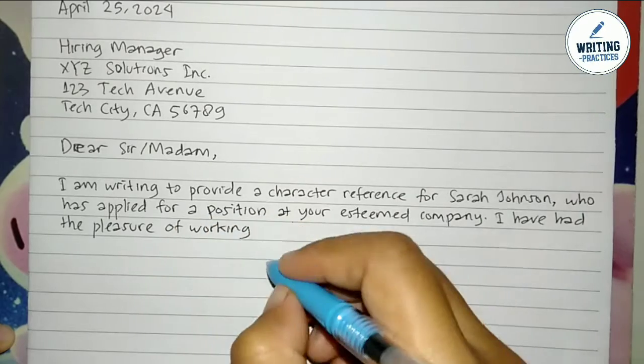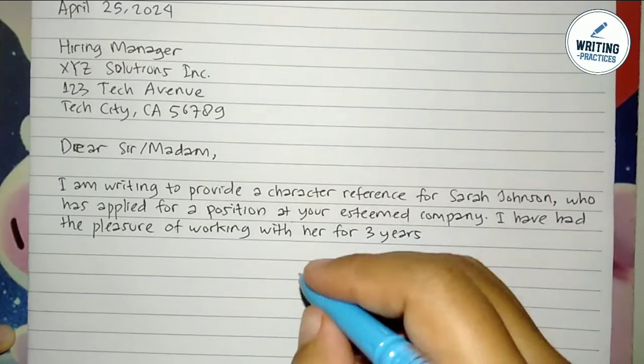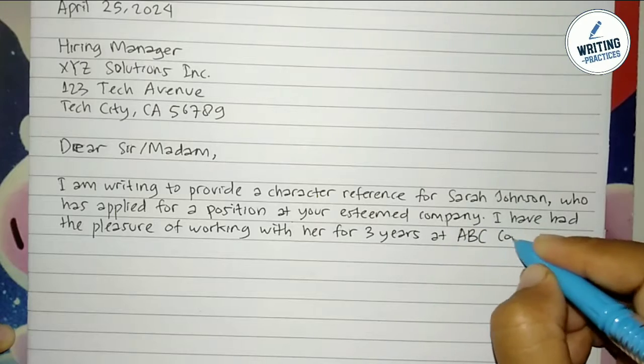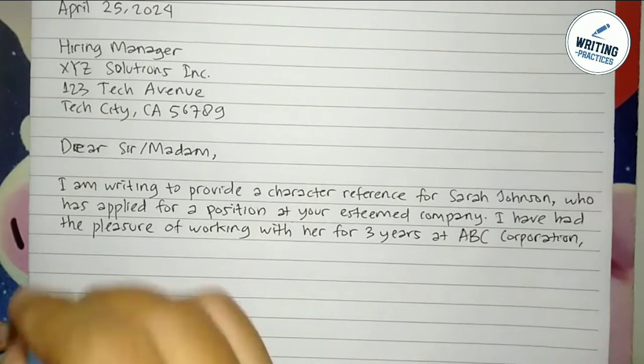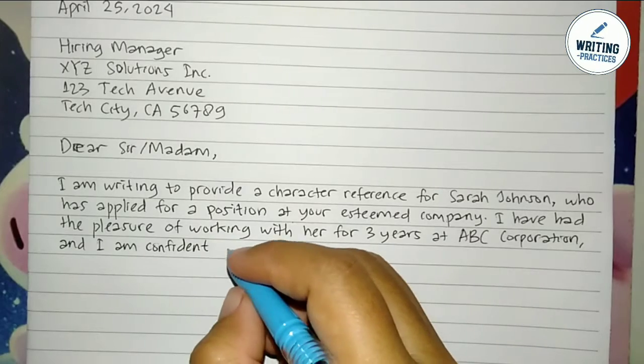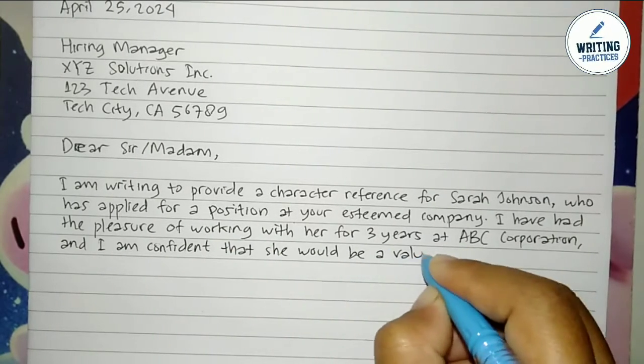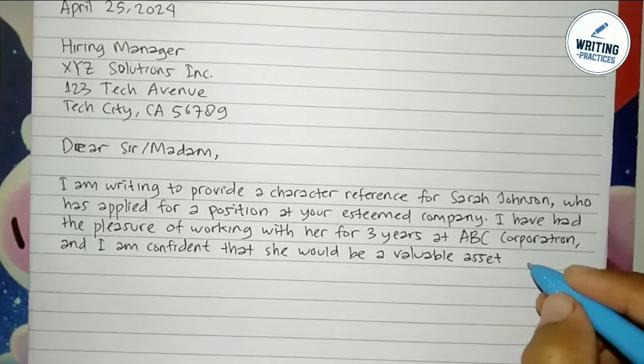After that, you need to mention the duration of their professional relationship. And you can write it this way. I have had the pleasure of working with her for 3 years at ABC Corporation. And I am confident that she would be a valuable asset to your team. Of course, mentioning the name of the company is also necessary.